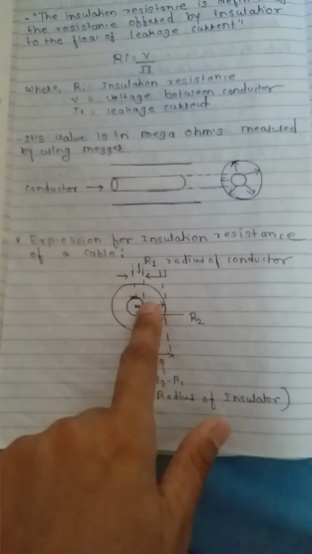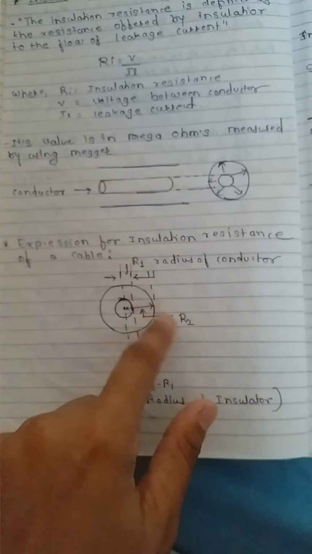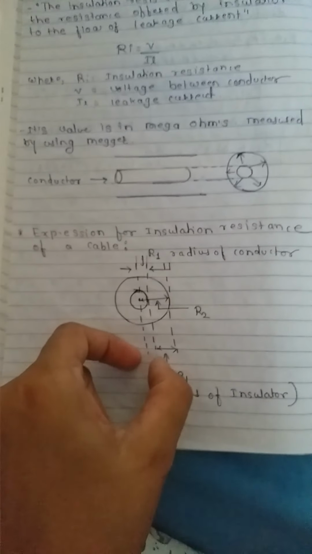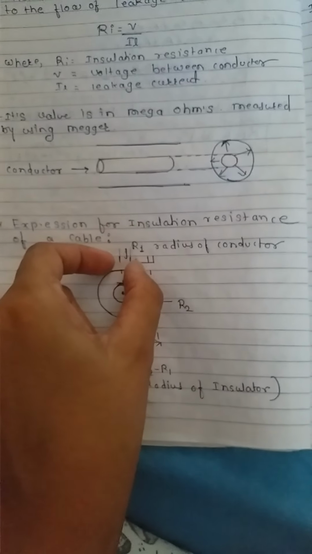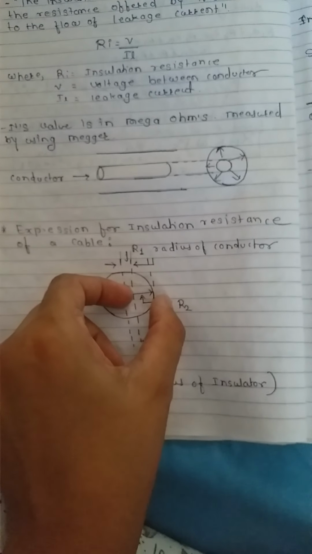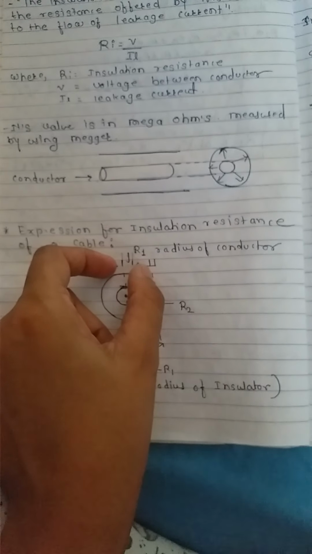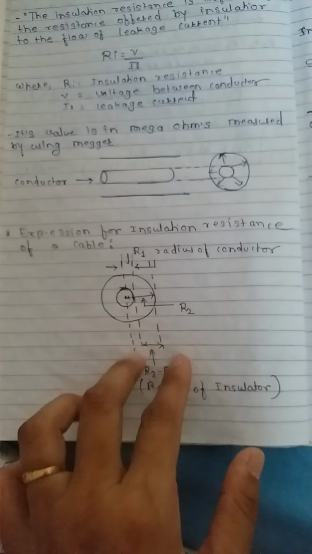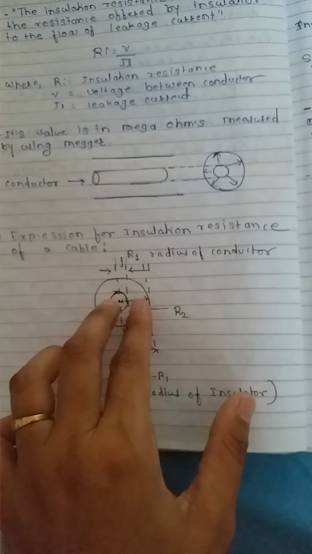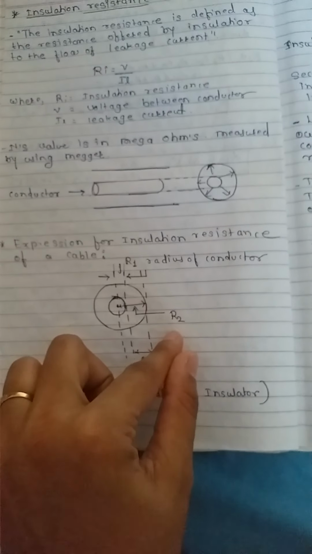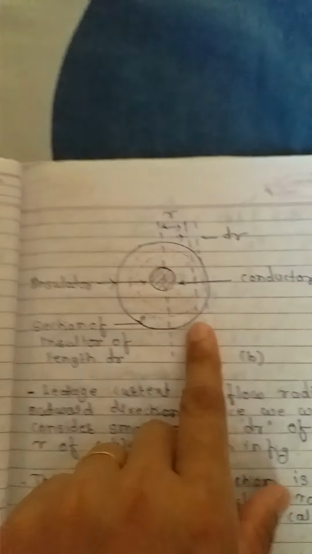In this first diagram, this central part denotes the conductor and this outer part denotes the insulator, correct? This small part is r1 and the outward part is r2. So r1 is the radius of conductor and r2 is the radius of insulator, correct? And this part will be r2 minus r1. R1 is the radius of conductor, r2 is the radius of insulator. We have to define these two radii first.